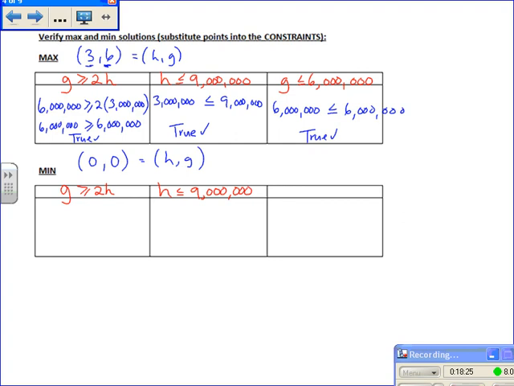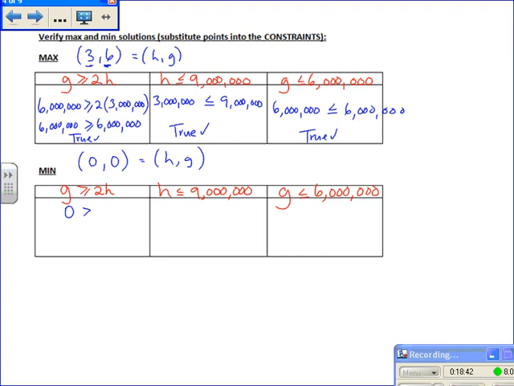Okay, I'm just going to, again, write down my constraints and then just verify. Remember, verify just means to test something. Make sure that it's true. If it's not true, it's not valid. It's not an appropriate solution. And so this time I'll put in the 0, 0 for H and G.